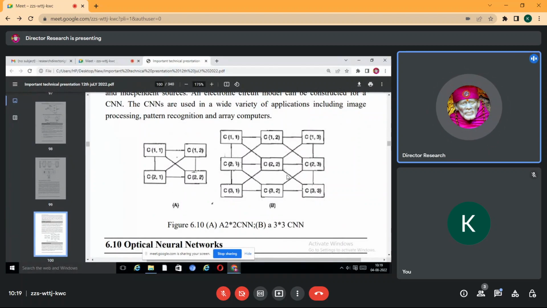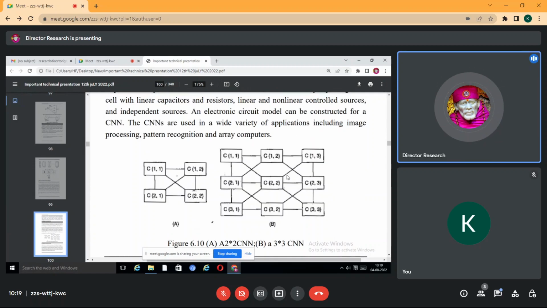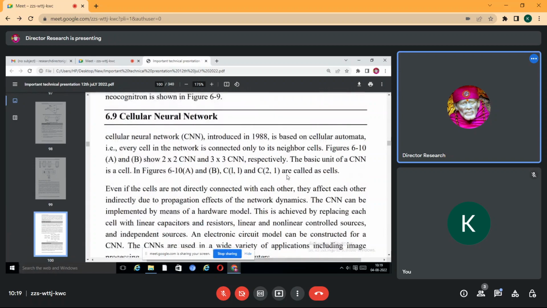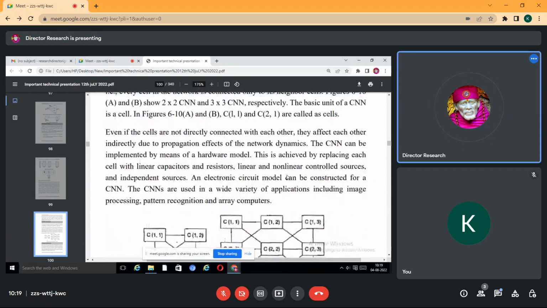Like 1 comma 1, 1 2, 1 3 are first row first column, first row second column, like that. This is a matrix way of division. Like 1 2, 1 3, 2 1, 2 2, 2 3, 3 1, 3 2, 3 3, they are a matrix way of making the arrangements in the block diagram. All are just matrix arrangements. The cells are not directly connected with each other, as we observe in the diagram. They affect each other indirectly due to the propagation effects of the network dynamics.